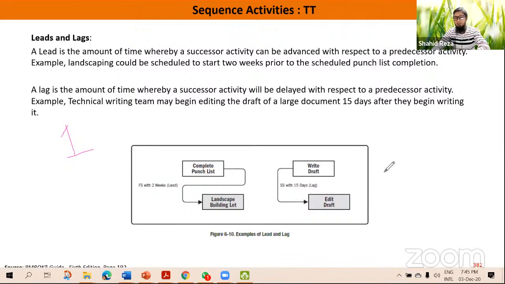For example, when we are doing the roof casting, at the second day, immediately on the second day, we can't do anything on the roof. It takes 20 to 28 days for this casting to properly set. So after 28 days, we can start other activities on the roof.